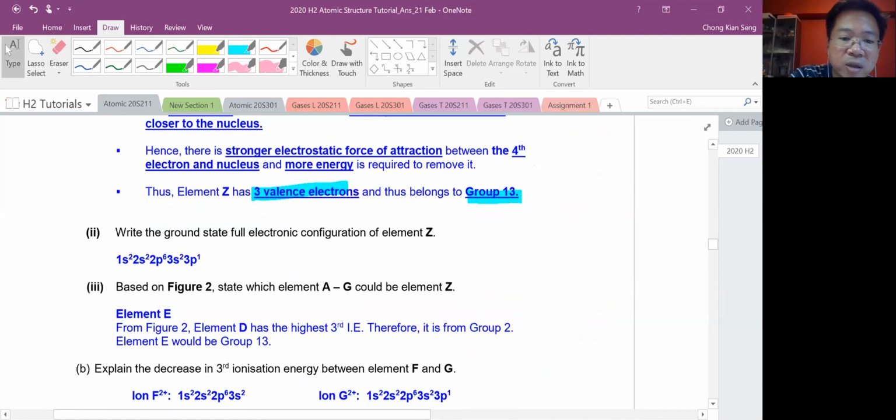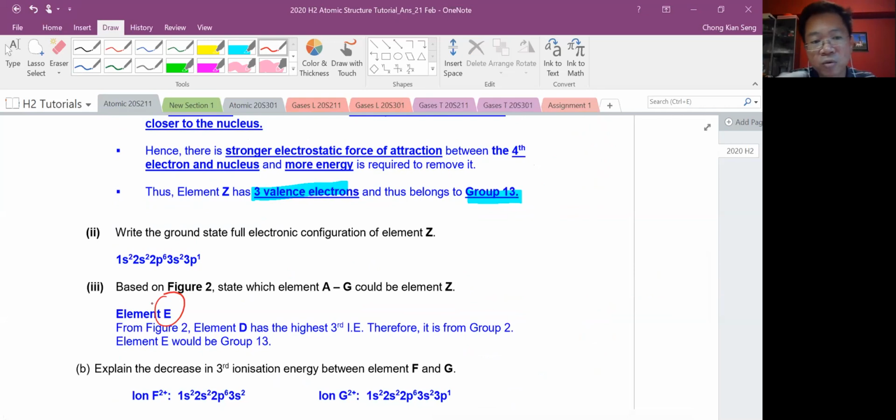Knowing that element E is element Z, we have also concluded that element Z is in period 3. Then we can write the full electronic configuration with 3s2, 3p1.